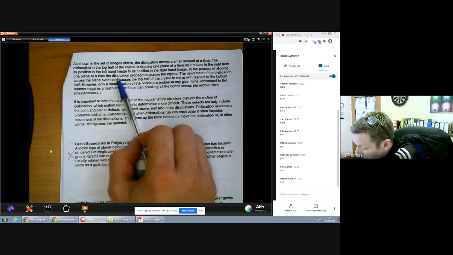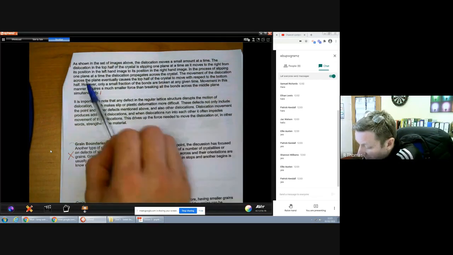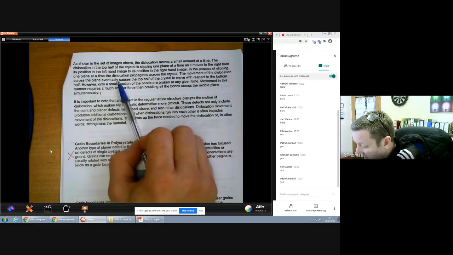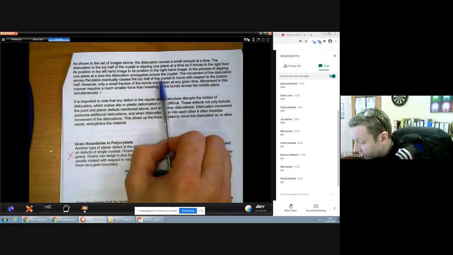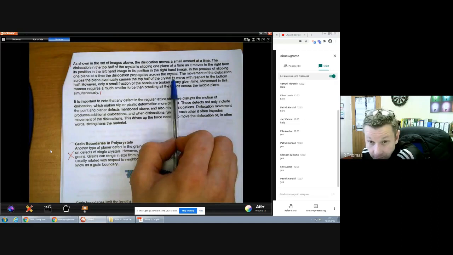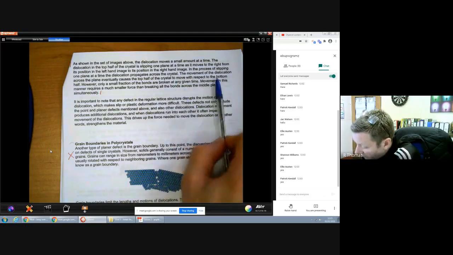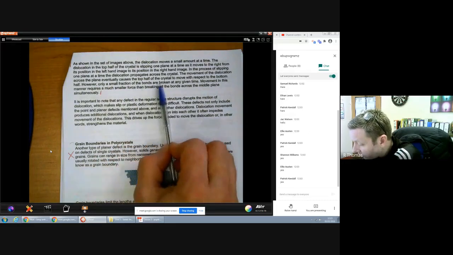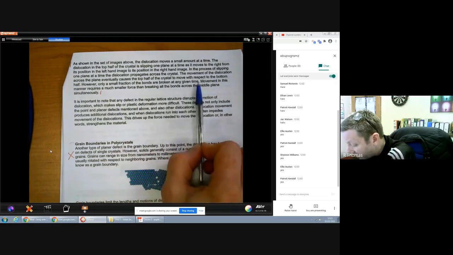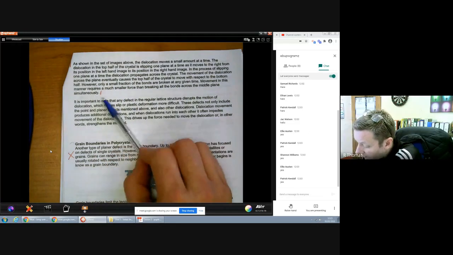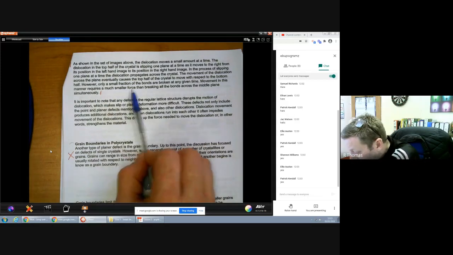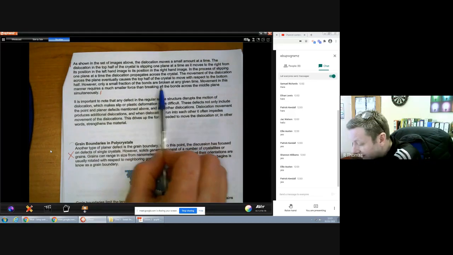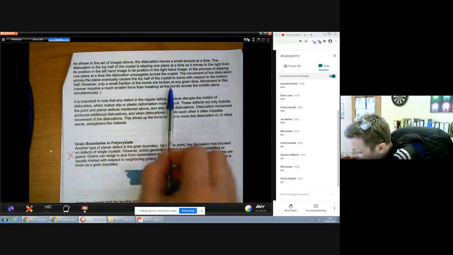From the left. In the process of slipping one plane at a time, the dislocation propagates across the crystal. Just a posh way of saying it's moving. The movement of the dislocation across the plane eventually causes the top half of the crystal to move with respect to the bottom half. However, only a small fraction of the bonds are broken at any given time.